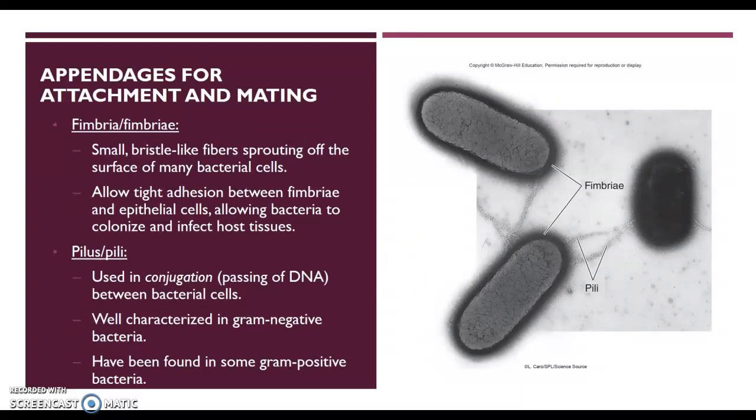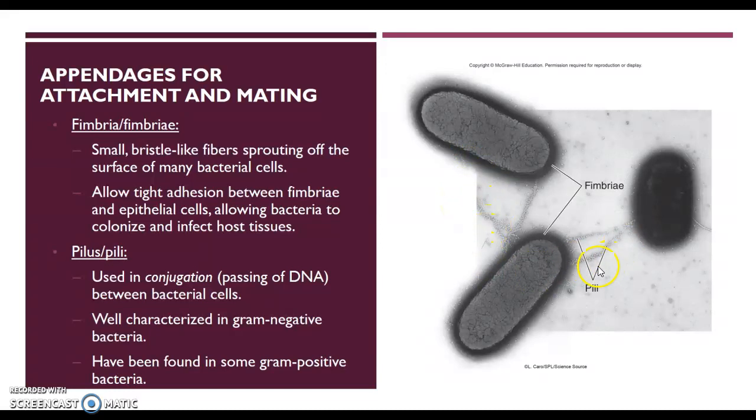So let's talk about the other appendages. So we have fimbriae. You can see here in this image, it's sort of the fuzzy hair-like structures on the outside. Okay, they're small, kind of like the bristles on a hairbrush, and they allow an organism to adhere tightly to its surface, whether it's host tissues or the surface of an implant. And it also allows bacteria to adhere to each other. These structures are very important when we start talking about biofilms as well.